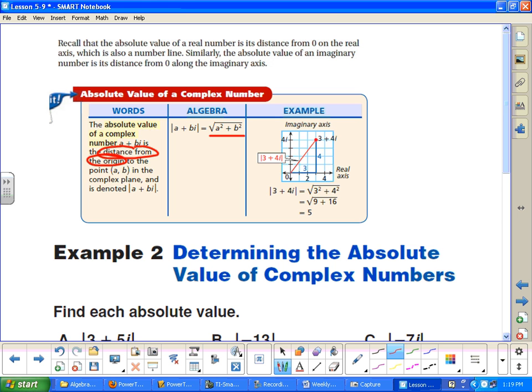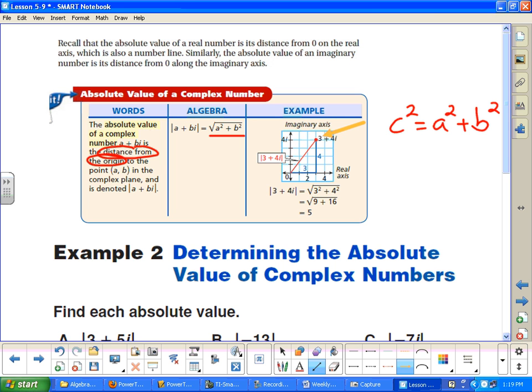How about, what if I wrote it like this? Does that remind you of anything? How about the quadratic formula? Or not the quadratic formula, Pythagorean theorem, sorry. Okay, here's the Pythagorean theorem, which is used when we're working with the sides of a right triangle. So basically, when we're trying to find the distance from the point to the origin, we're going to use the Pythagorean theorem to find that.